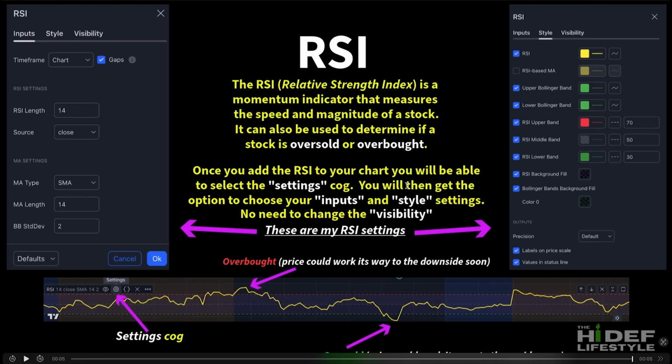All right, so these are my RSI settings right here. So you can copy these.